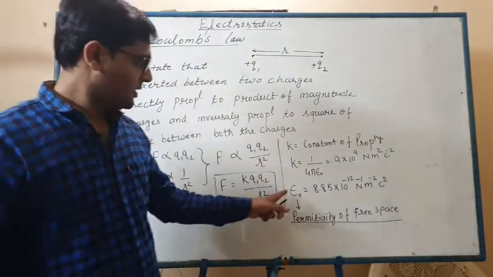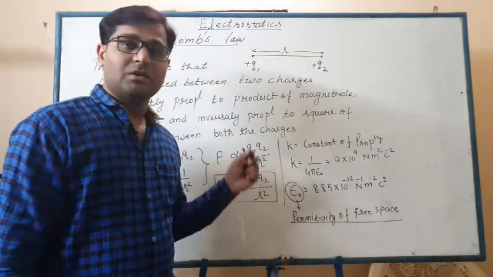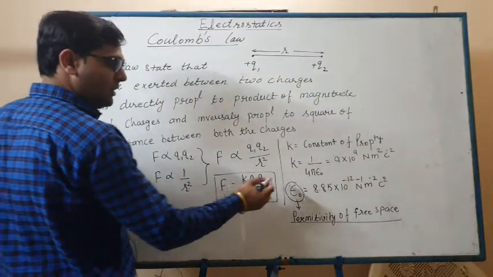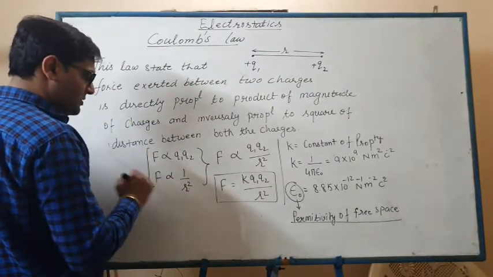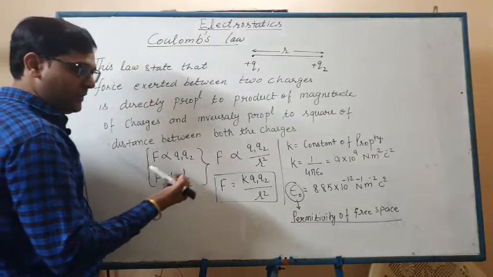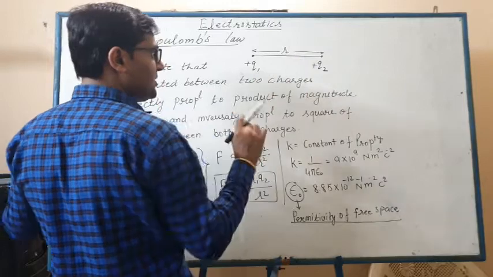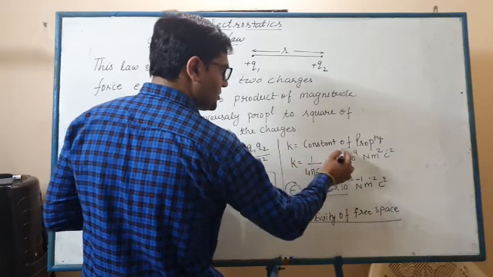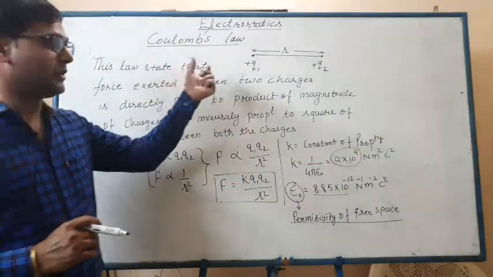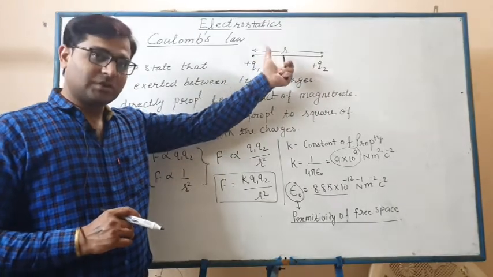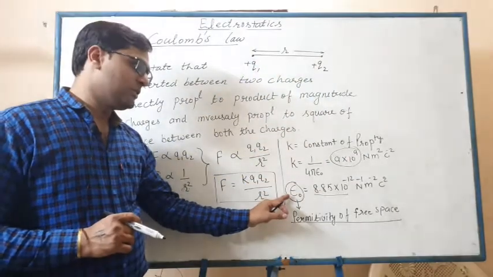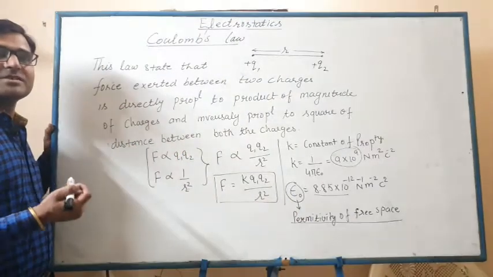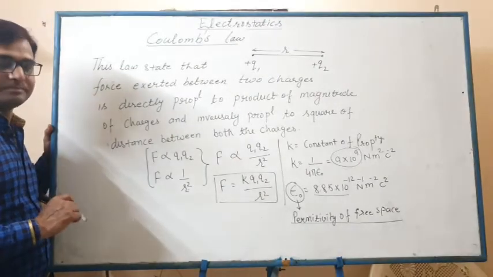It means this indicates that the system or the medium will allow the forces to pass through it. If we put these two charges in air, then we have the value of epsilon naught as this, or the value of K is equal to this much. But if we replace the medium, say, with water, then this value will be changed. There will be another term, that is dielectric constant, that depends on the given medium.